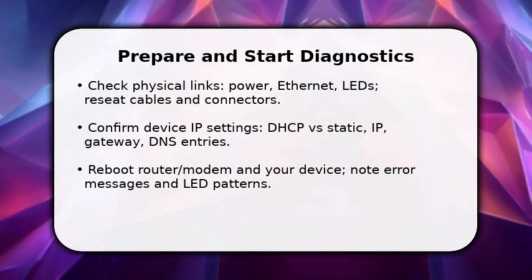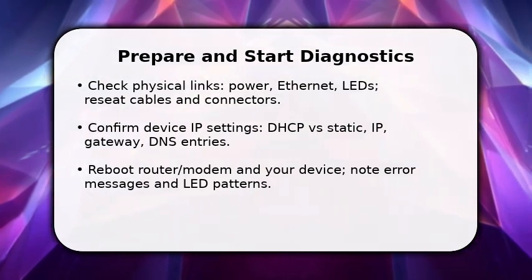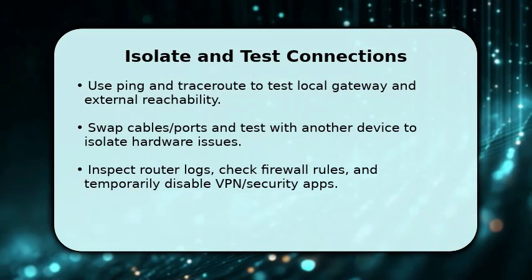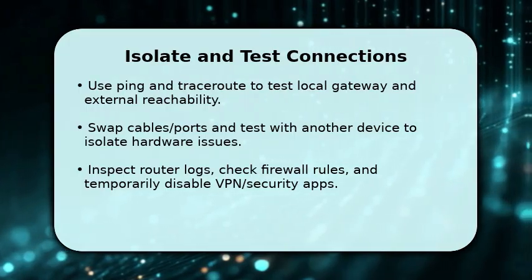Now isolate the problem. Ping your gateway to confirm local link and run traceroute to an external IP to reveal where packets stop. If pings fail, swap the Ethernet cable and try another port or device to rule out hardware.